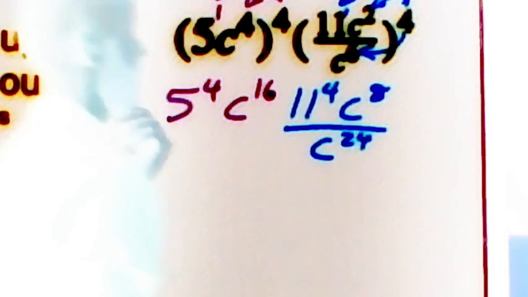This 4 applies to each of the terms in here. I didn't throw my 1 up for that 11. So I'm doing it now. All right, so we've got 11 to the 4th, c to the 8th, over c to the 24th. All right, let's extend this denominator over here. These things are being multiplied. That's a division.